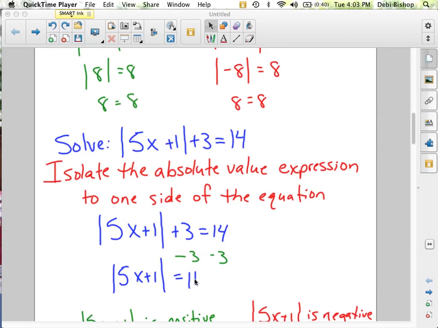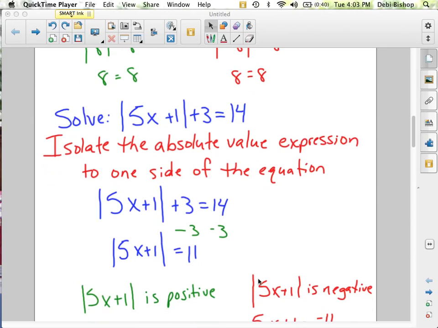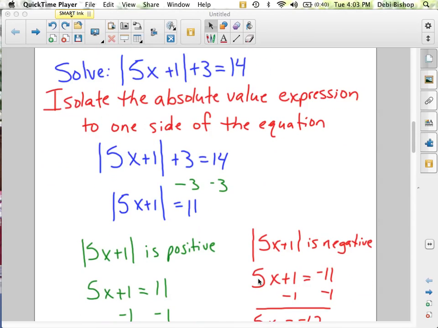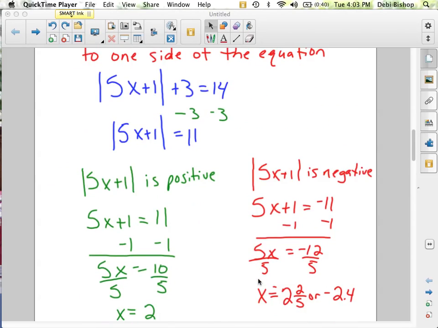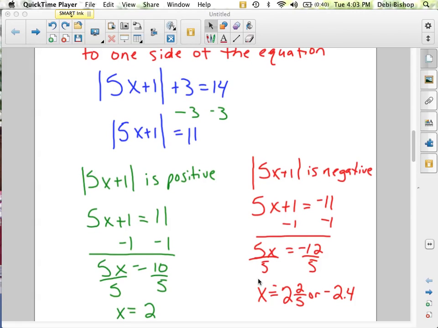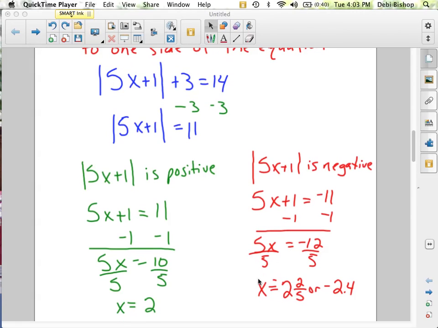From here, we apply the same rules that we did previously. The absolute value sign can have either a positive or a negative outcome. If the absolute value of 5x plus 1 is positive, we would plug in positive 11. So 5x plus 1 equals 11, subtract 1 from both sides, 5x equals 10, divide by 5, x equals 2. And that's if it's positive.